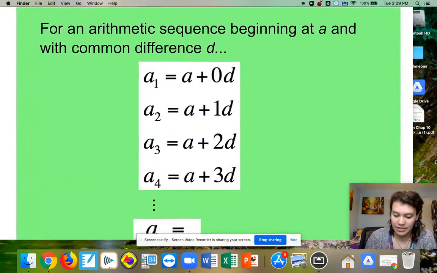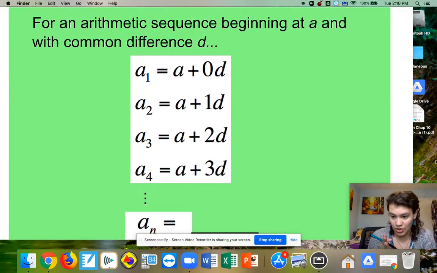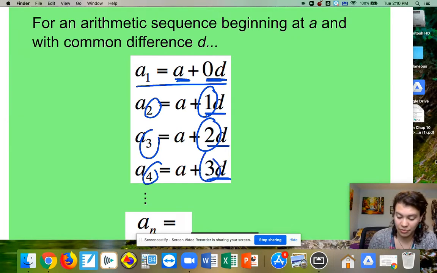So if we look at this for an arithmetic sequence, beginning at your A, your first term, going on forever, for this first term you have A, and you don't add any common differences to it. The next one, you add one common difference, then 2 of them, then 3 of them, and so on. If you notice a pattern, the second term has 1 common difference, the third term 2 common differences, the fourth term 3 common differences.